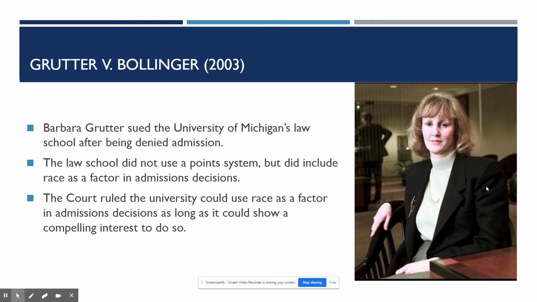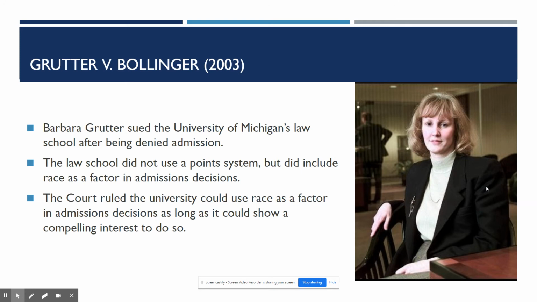So the law school didn't use a point system, but it did include race as a factor in admissions decisions. In this case, the court is going to rule that the university can use race as a factor in those decisions so long as it could show a compelling interest to do so. So no quota system, no point system, but they are considering race as a factor in making those admissions decisions.